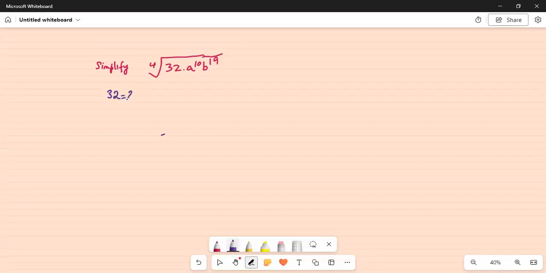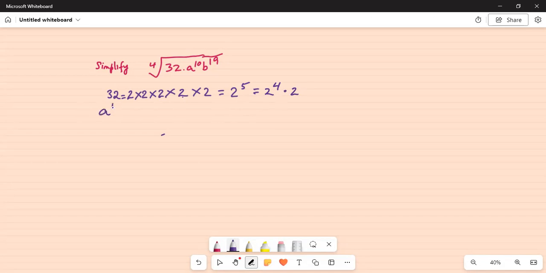32 is equal to 2 multiplied by 2 is 4, multiplied by 2 is 8, multiplied by 2 is 16, multiplied by 2 is 32, which is 2 exponent 5, or 2 exponent 4 multiplied by 2 to the power of 1. We just do not write the 1.